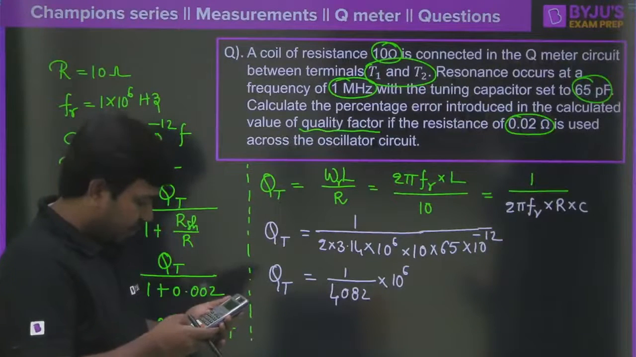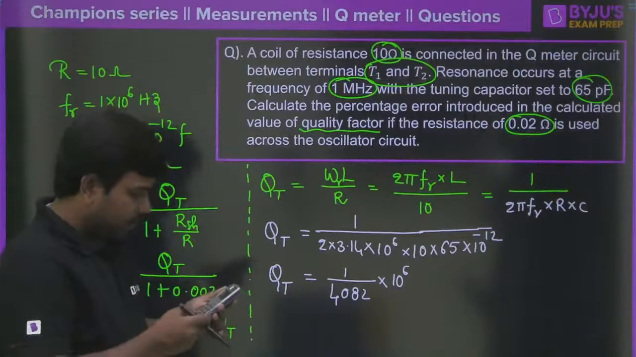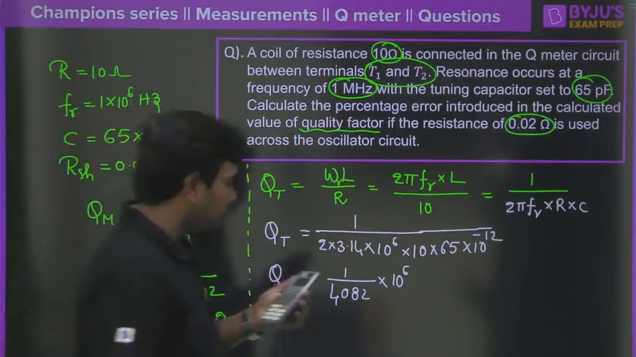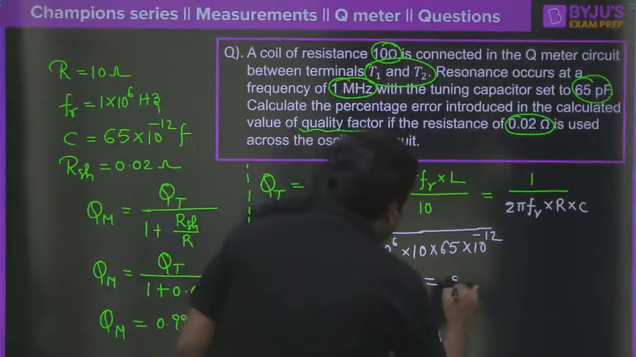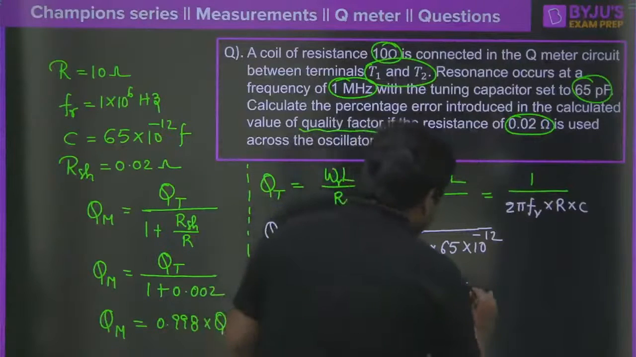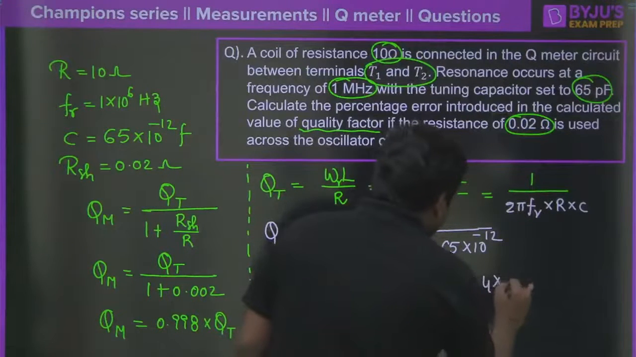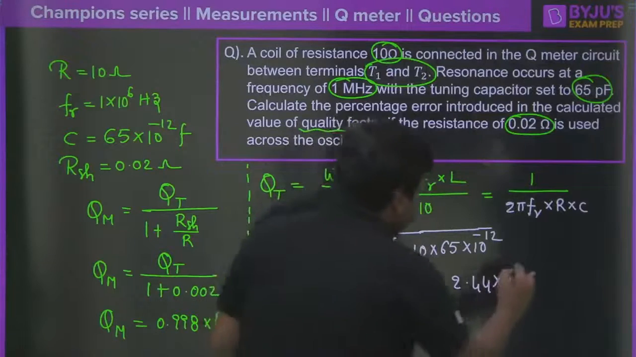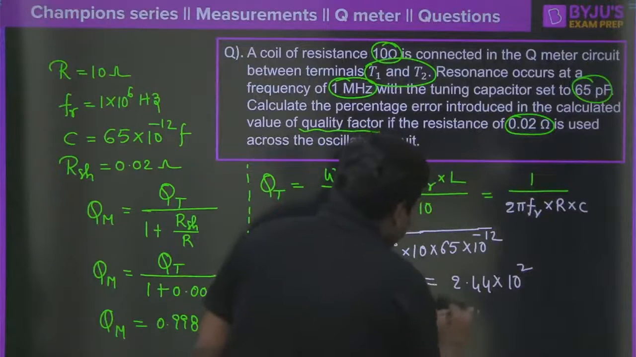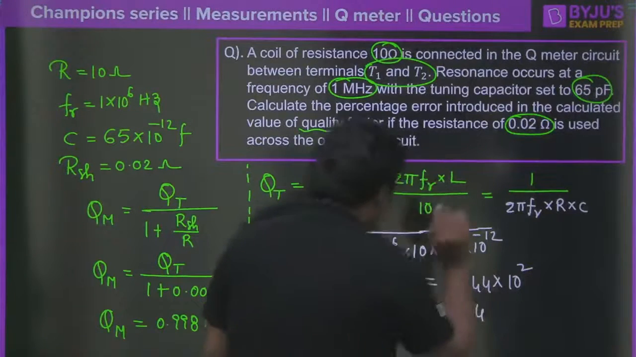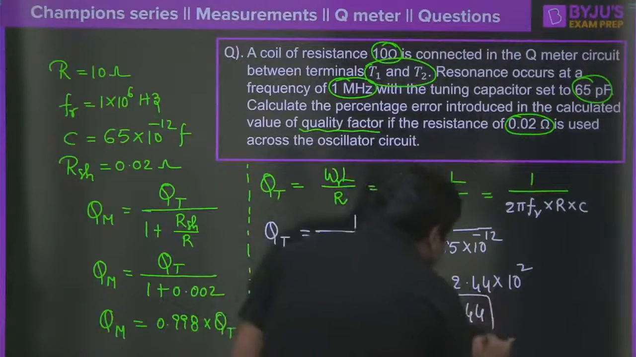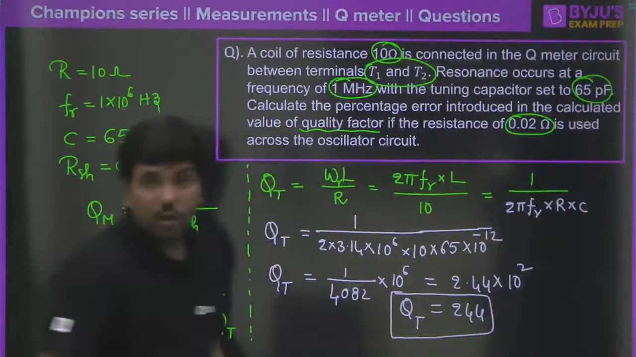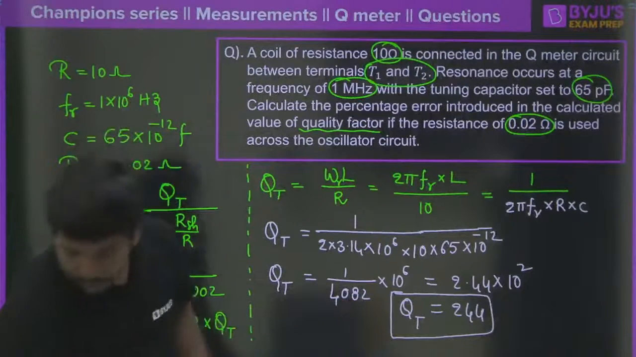1 divided by 4082, it will be equal to 2.44 into 10 power minus 4. So it will be all the way equal to 2.44 into 10 to the power of 2. So therefore let me write down quality factor. Now it is equal to 244. In fact, this is considered as a true value of the quality factor, very high, correct? True value of the quality factor is 244.